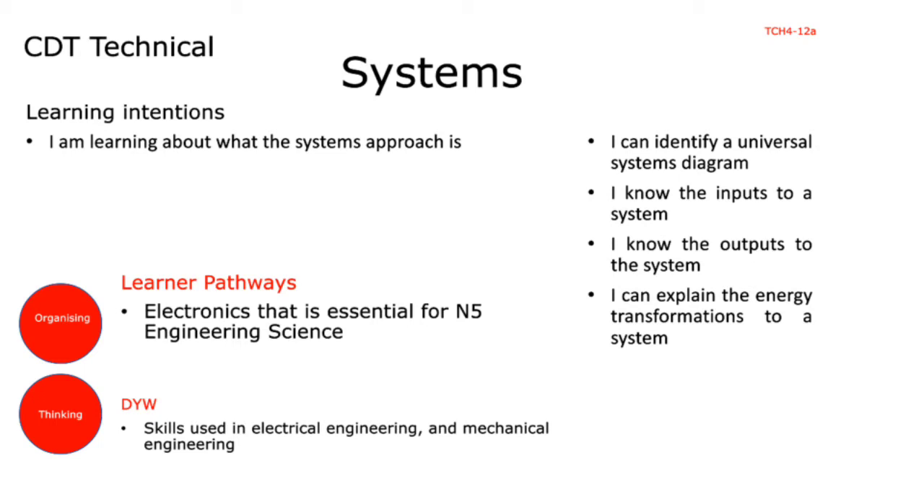This is applicable for S3 through to the end of N5. It also comes up at higher as well, so this is ideal for anyone that's studying engineering science at S3 level through to at least higher level as well. So it'll be a lead on from the Universal Systems Diagram. So you'll be looking at inputs and outputs, and you'll be looking at how the energy transformation between one input into the output. So bear with us, check it out, and see if you can follow along.